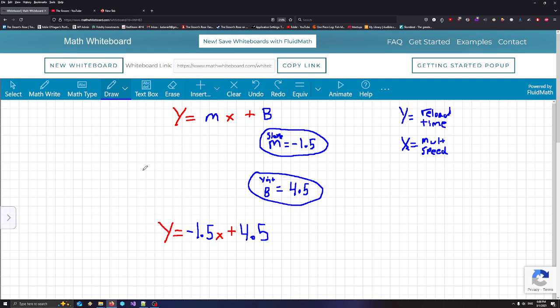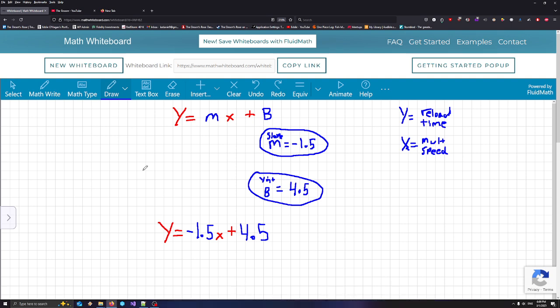Hang on, hold on. I don't want to confuse you. Because I know how long the reload time is in my game. I know the armor says the reload time is 1.5 seconds. I know the reload time is 3 seconds. I know it's 8 seconds. So I know the reload time, but I need the equation to tell me what the multiplication speed is.